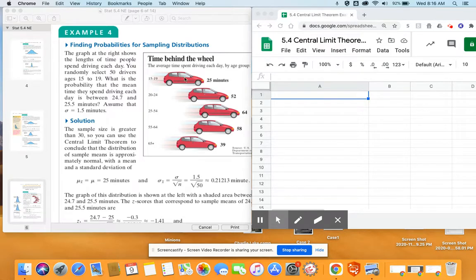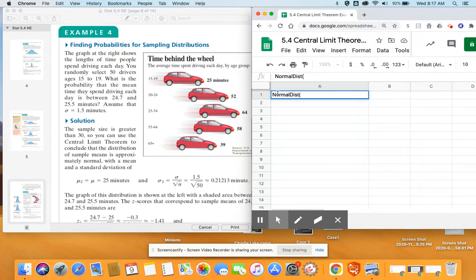The first thing we want to look at here is we're looking at this age 15 to 19 group, and they have a mean driving time, an average driving time of 25 minutes a day. So that's our mean that we're going to work with here. Secondly, we have a 1.5 as our standard deviation, but we also know we're taking a sample of 50 drivers. We're comparing a sample of 50 drivers to the population, not an individual driver to the population. Okay? We're going to use the same normal distribution calculation that we did in earlier sections in this chapter.